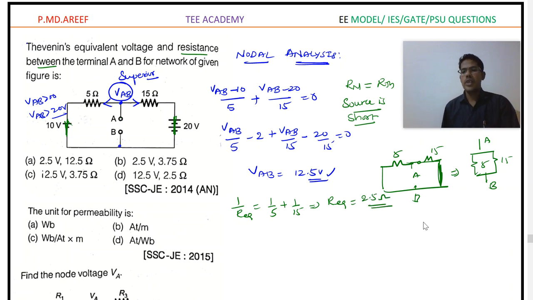That means we can redraw the circuit between the terminals A and B. We can draw it as V_AB in series with the resistance like this. So the V_AB value is 12.5 and this resistance is going to be 2.5 ohms here. So this is the equivalent resistance. So the answer is B here.